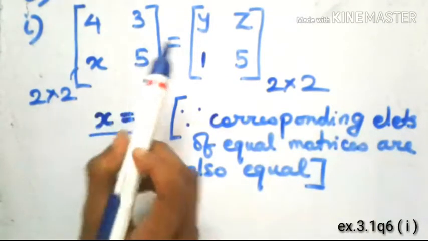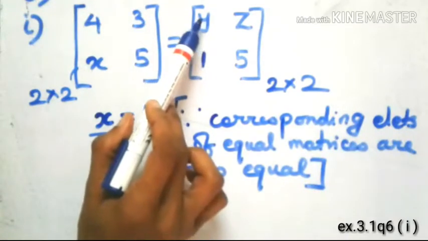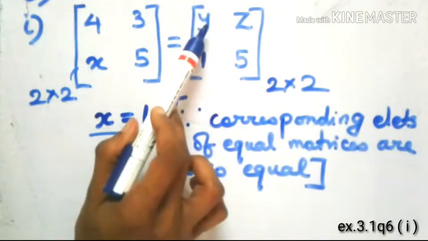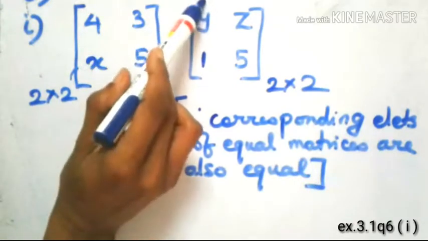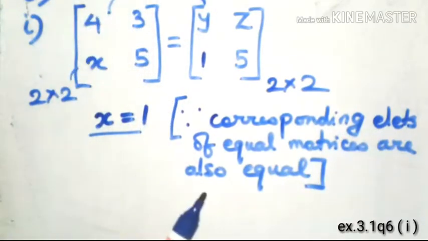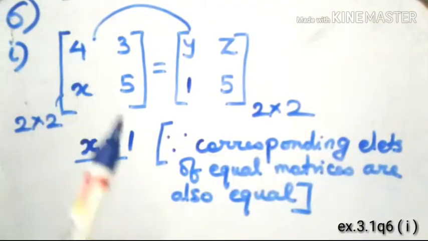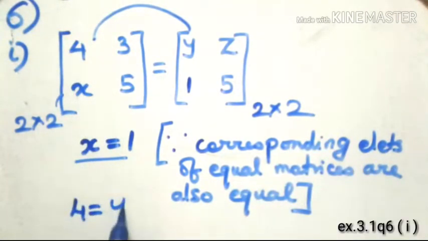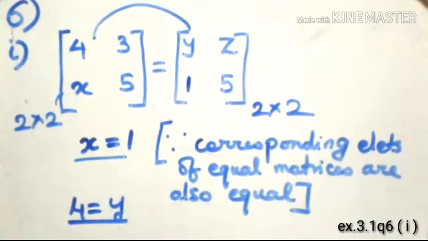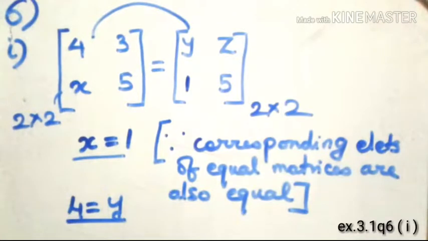So x is equal to 1. Then I have y here. Y is the first row first column element of this matrix. That will be equal to the first row first column element of this matrix, which is 4. So y is equal to 4. The same reason, because corresponding elements of equal matrices are also equal.